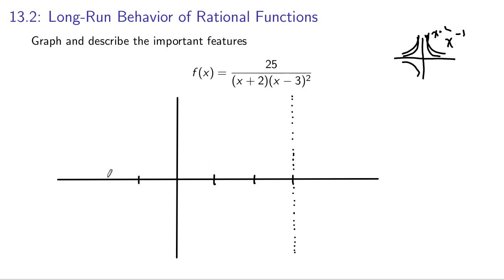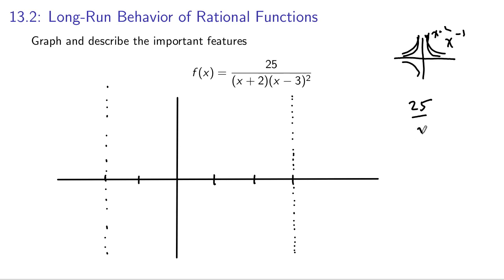And then at x of -2 we have just a single 0, so we have another vertical asymptote, but this one will approach from either side like x to the minus first. Our long run behavior will be 25 over x squared.